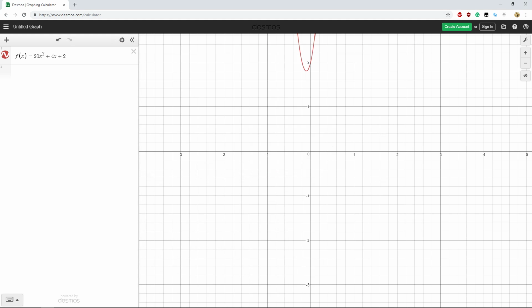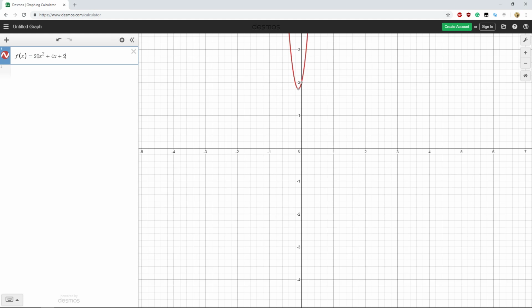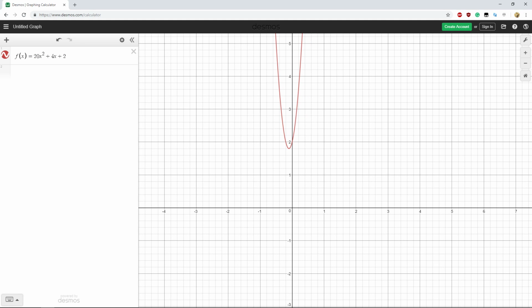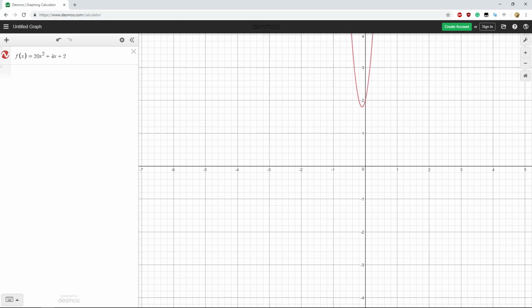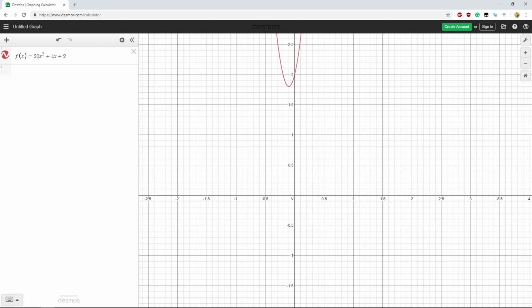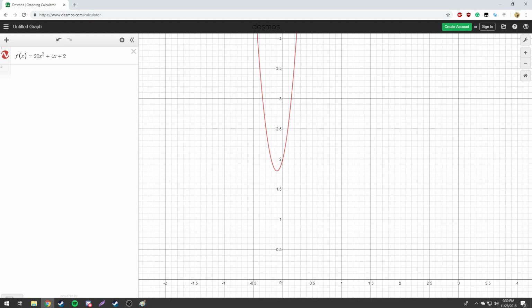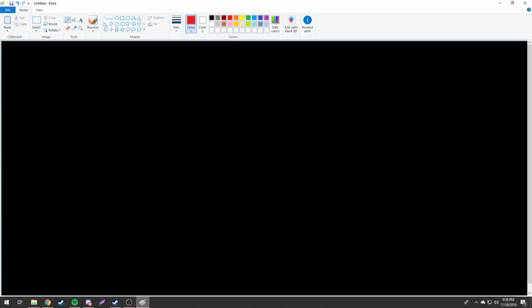Okay, so we have this problem here, f of x equals 20x squared plus 4x plus 2. You can see on Desmos right here, it doesn't intersect the x-axis anywhere, so we're going to have an imaginary solution. Alright, well, let's take a shot at this.